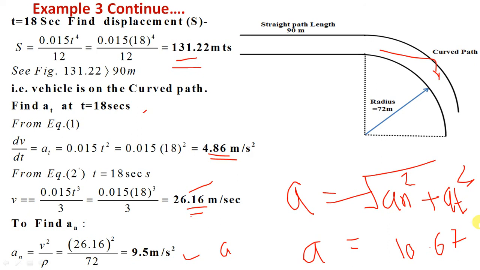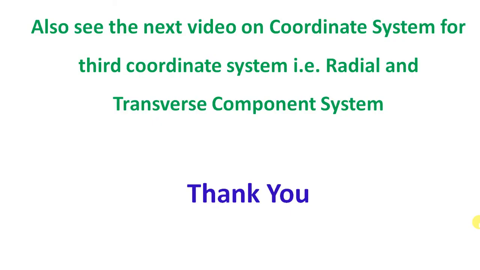Thus today we have solved three numericals of the n-t system, that is normal and tangential system. From your side, try to attempt two more numericals so your concept gets clear. Also you have to see the next video that will explain the r-theta system.